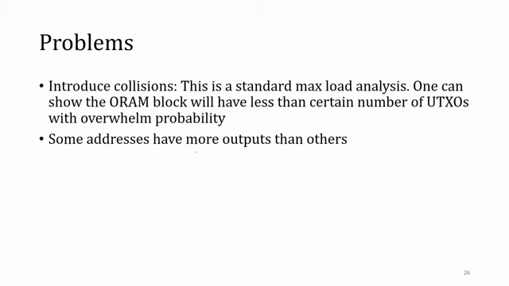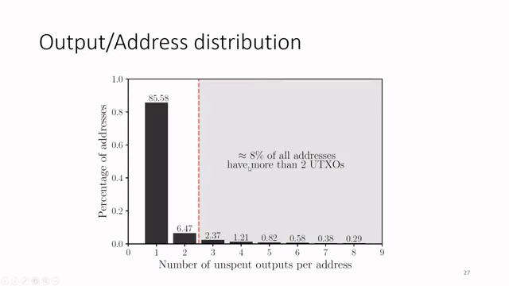However, this still introduces two problems. First, as we are mapping something from a bigger domain into something of a smaller domain, we introduce collisions. But we argue this is a standard max load analysis, and one can always show that an ORAM block will have less than a certain number of outputs with overwhelming probability. The second problem is that some addresses inherently have more outputs than others, and how would we address this issue?